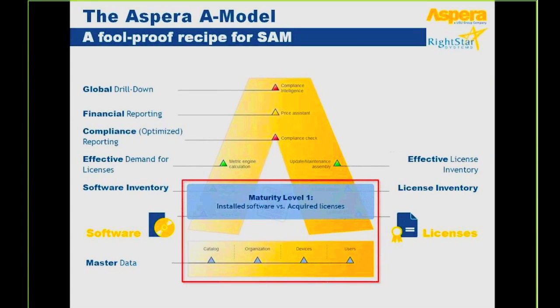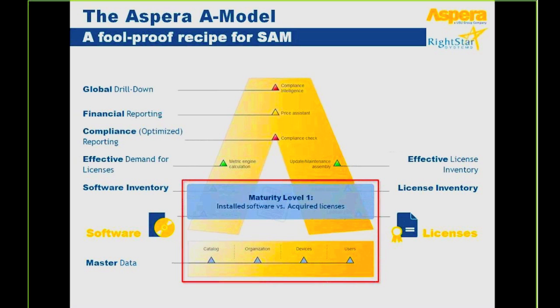Aspera years ago developed a foolproof recipe for software asset management, and this is the famous Aspera A-Model. The A-Model is a perfect projection for the complexity of software asset management and helps you to find your way through this. On the left leg, you find processes around dealing with software information. On the right leg, you find all the processes dealing with license and contract related information.